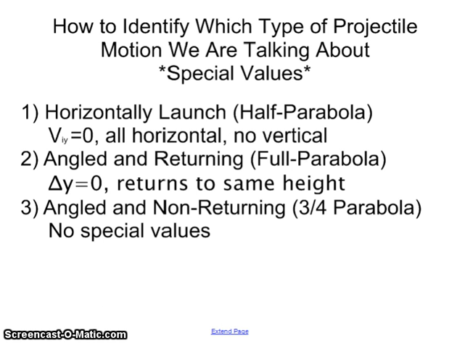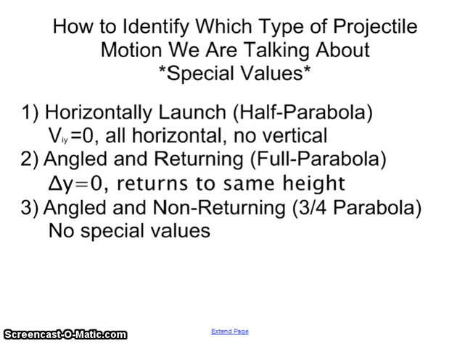Now, the identifiers for these types, the special values that come about from them, are listed here. Horizontally launched half parabola problems have an initial velocity in the y direction of 0, because it's all horizontal. There is no vertical initial velocity at all whatsoever. So that gives us a special value to put into our equation, because it won't be told to us that there is nothing in the vertical direction. It's just there by implication.